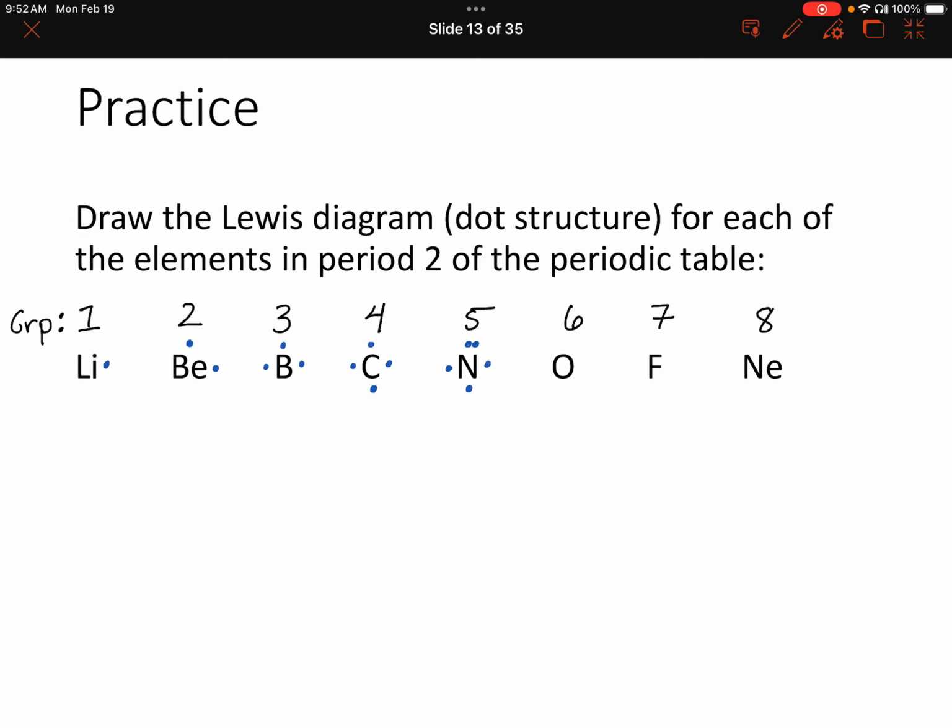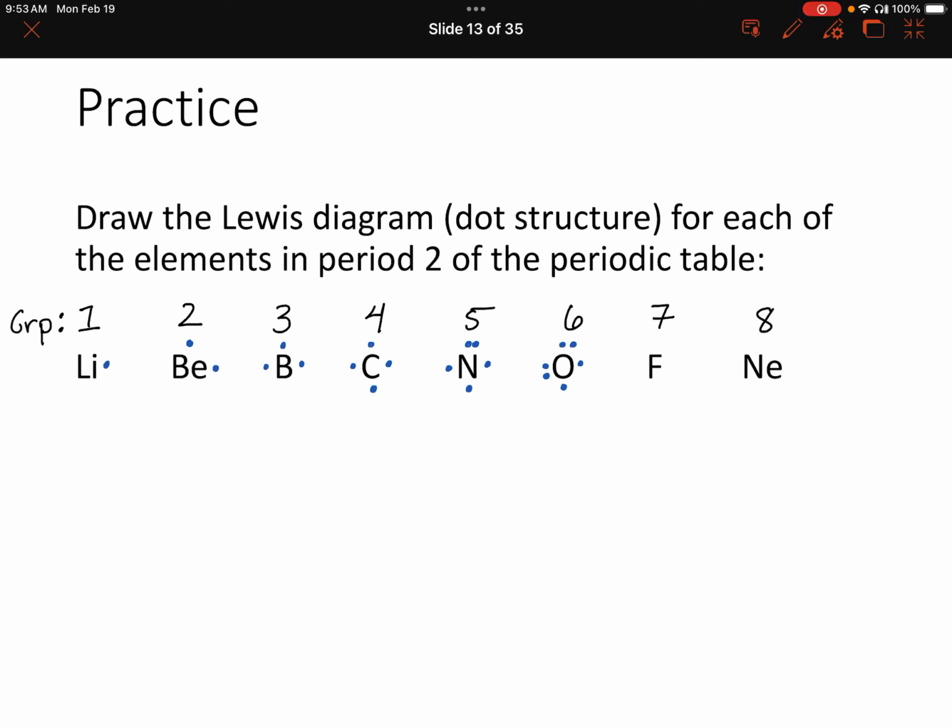Now let's look at oxygen, which is in group 6. So it has 6 valence electrons. So we'll start by putting 1 on each side. And then the last 2 electrons, we can start to pair up with some of the other electrons. So we have 2 pairs and 2 lone electrons. So you can probably guess oxygen can make 2 bonds.